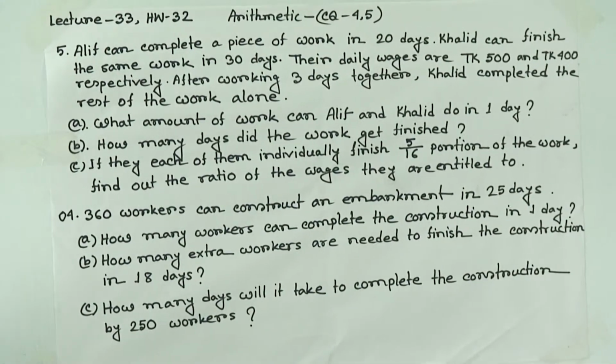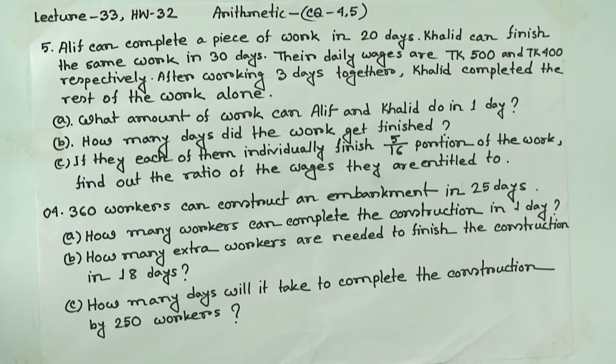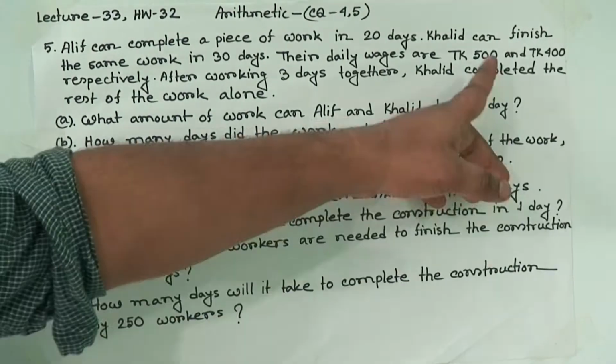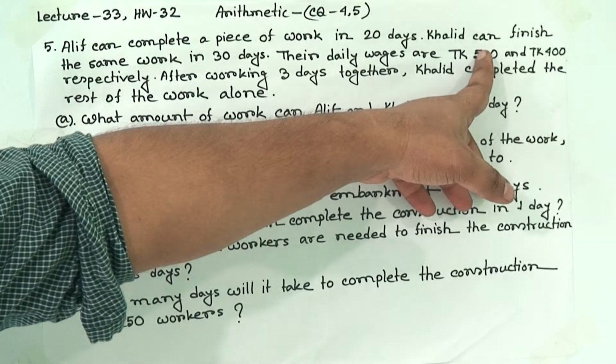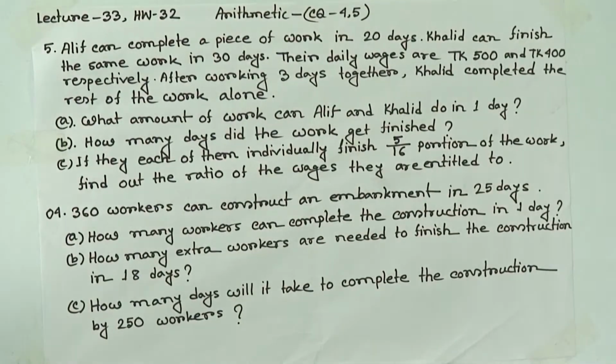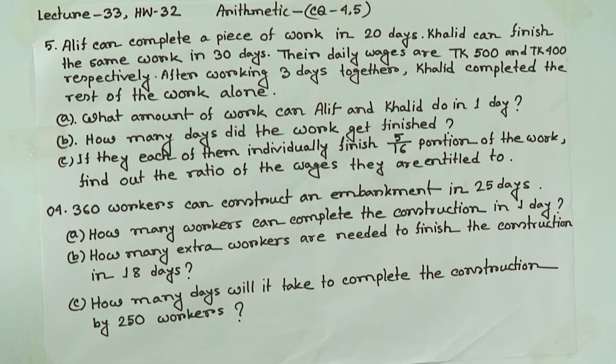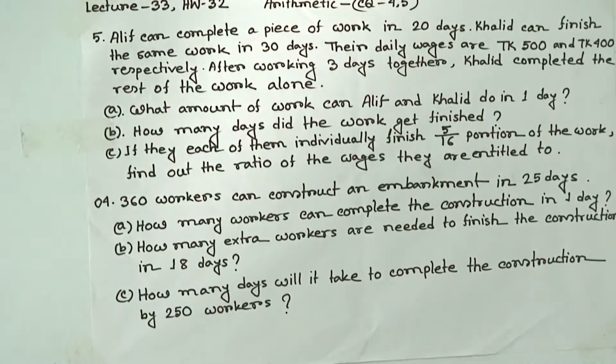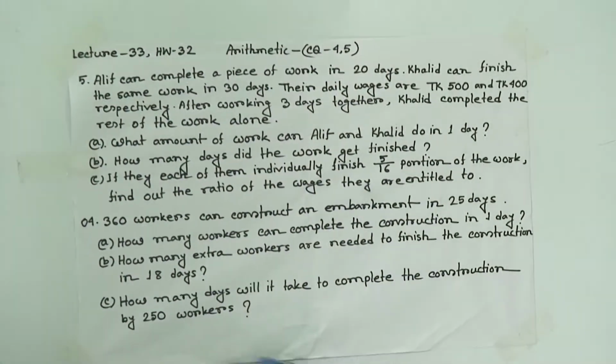After that we get the required days, then that amount of days is multiplied with their daily wages, and finally we get the wages of Alif. The same work is done for Khalid. Okay, after that we find out their ratio of wages. So before starting to solve this math, I erase question number B.